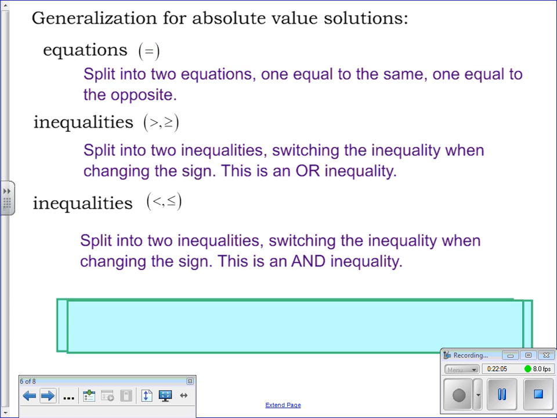And then for less than, split them into 2, switching the inequality when changing the sign. These are ands. If it's less than, it's an and. Okay?